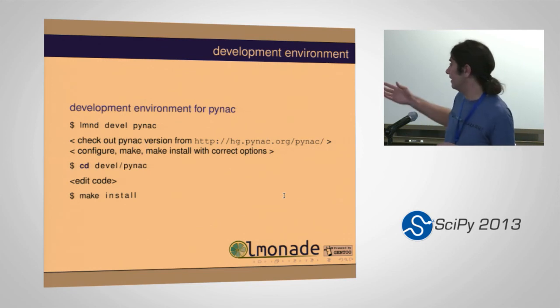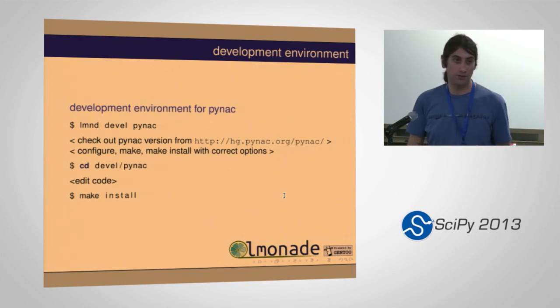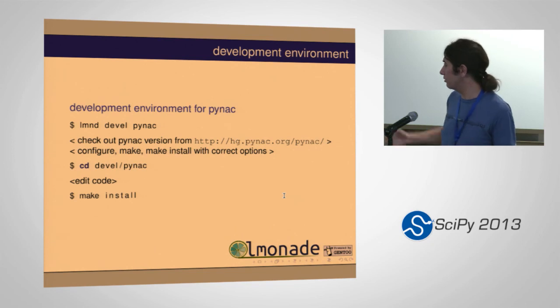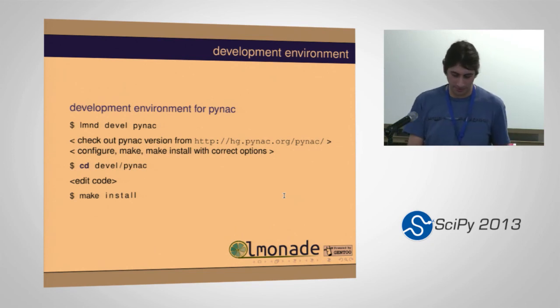And after you have the setup, you can go into that directory and edit the code. If you just want to fix a bug by changing a line, you can do that. Type make install. You'll see your changes in the Lemonade environment where all the libraries have access to.